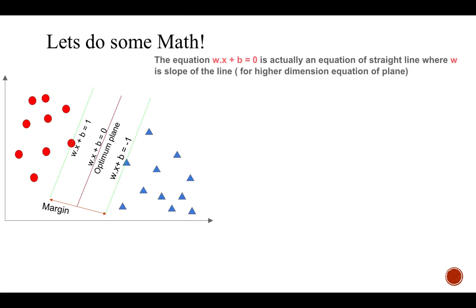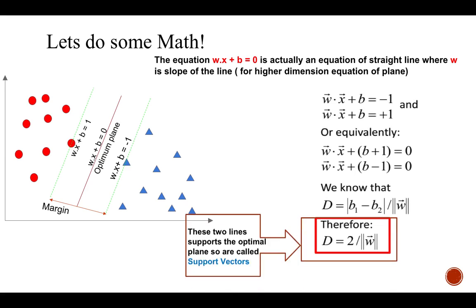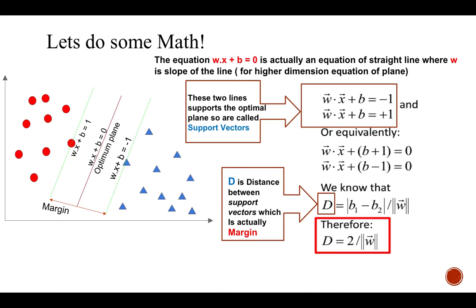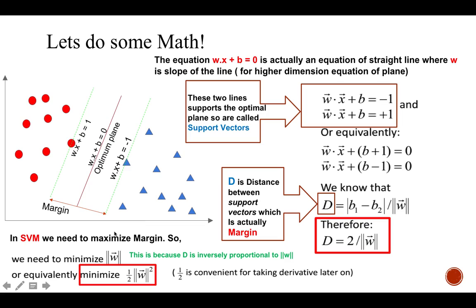Let's do some math. The equation w dot x plus b equals 0 is actually an equation of a straight line where w is the slope of the line. These two lines support the optimal plane, and so they're called support vectors, hence support vector machine. D is the distance between support vectors, which is actually the margin. In SVM, we need to maximize the margin, so equivalently, we need to minimize 1/2 of the absolute value of the w vector squared.